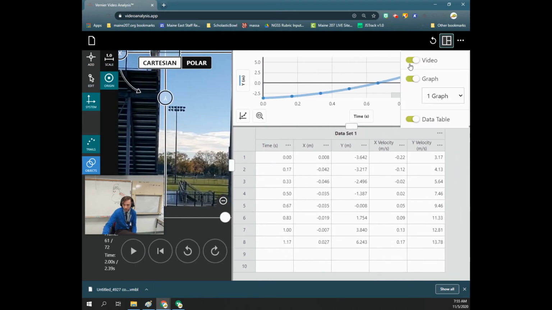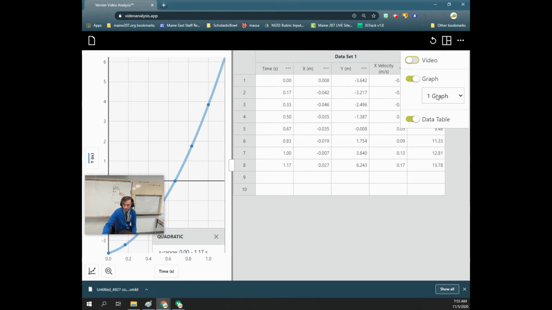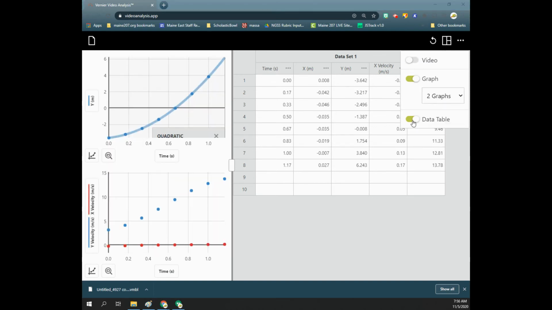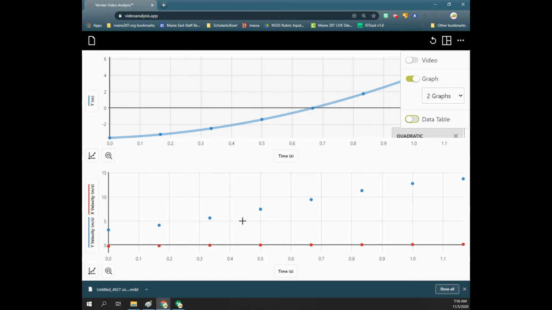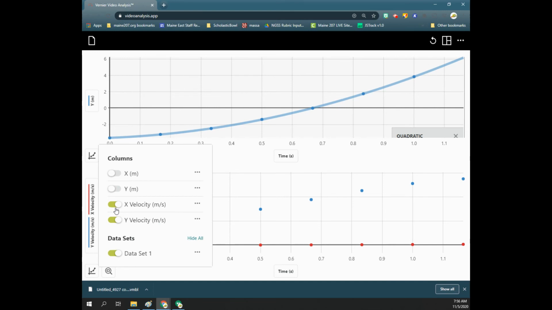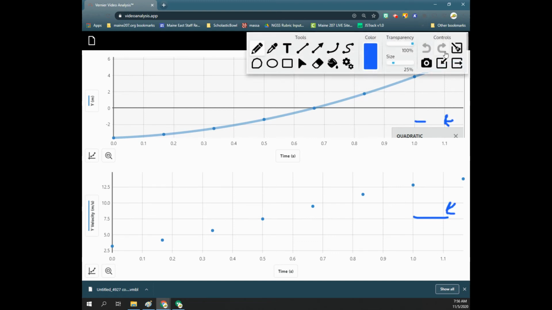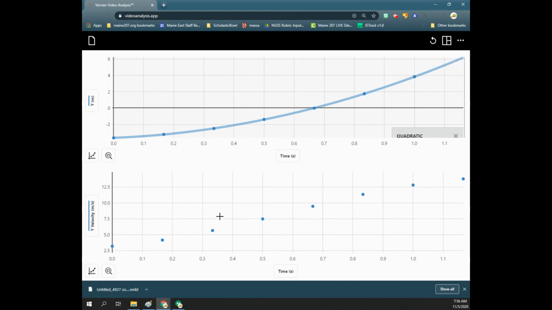So in order to do that, I'm going to hide my video here, and I'm going to go to graph, and I'm going to show 2 graphs this time. And I'm going to hide my data table for now. But I want to see what the velocity is over time. And so I don't care about the x velocity. I'm going to hide that. I'm going to show only the y velocity, y up and down. And so if I look at those data points, it looks to be that the velocity is definitely changing. And the pattern it looks like is it's pretty linear, right? These data points, if I was to create a best fit line, look to be pretty linear.